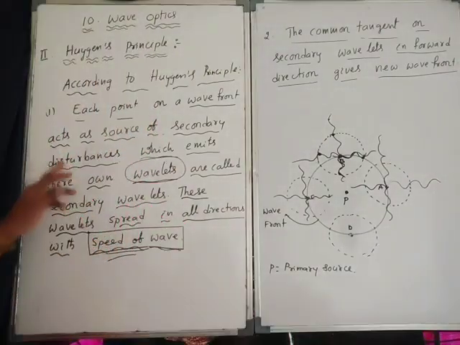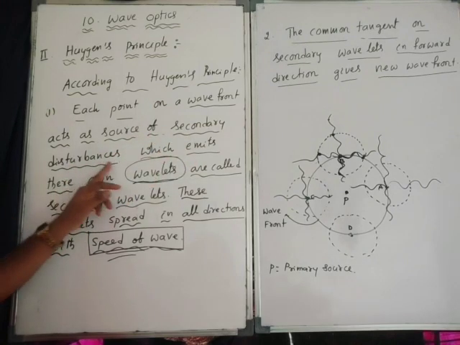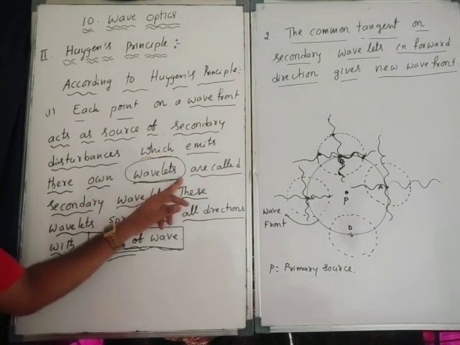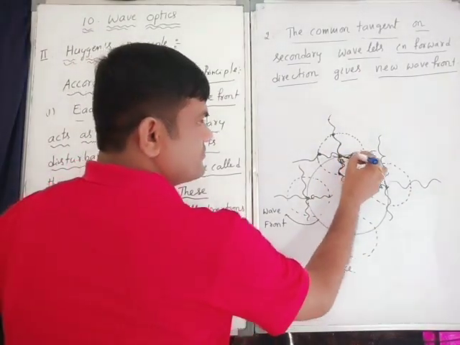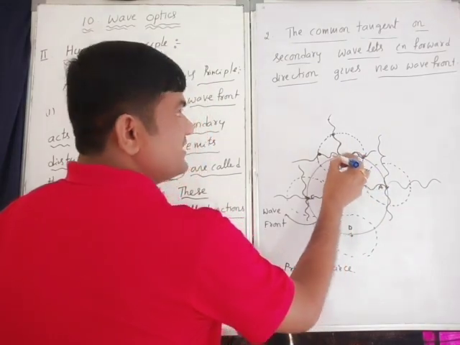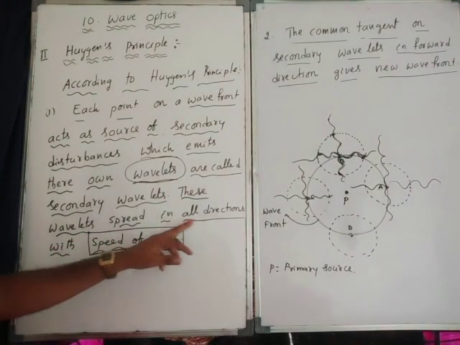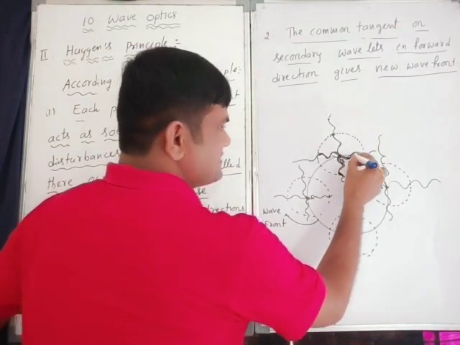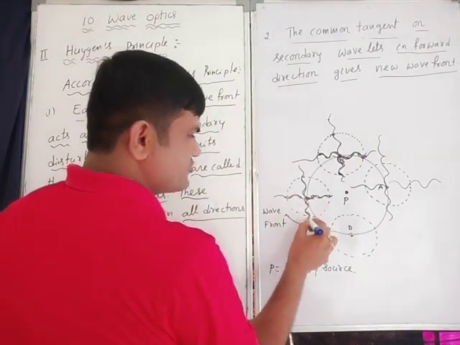So what is the point here? It acts as a source of secondary disturbance, which emits its own wavelets. See, this is going like that. So this is the spread. It can spread, so I gave that word also: wavelets spread in all directions. So this is moving in this direction, and this direction, in this manner, in this manner. So it is moving like that.